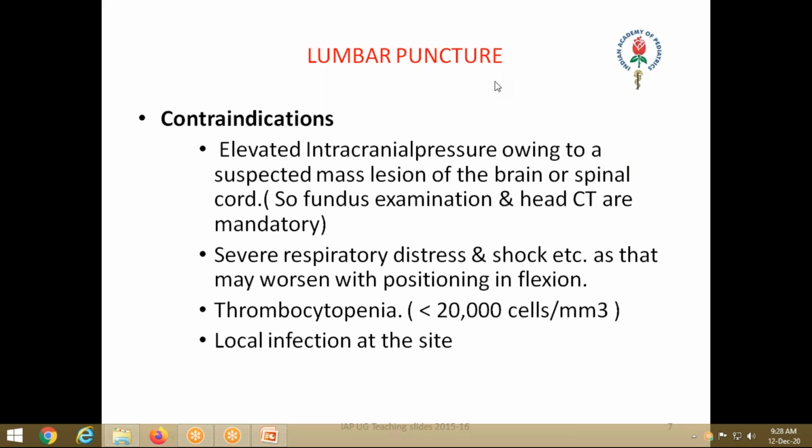And in thrombocytopenia, any platelet count less than 20,000 is an absolute contraindication for LP. If it is 20 to 50,000 and the child is stable, without respiratory distress or shock, you should weigh the benefit-risk ratio. Usually with less than 50,000 we don't perform an LP, less than 20,000 is an absolute contraindication, and 20 to 50,000 is relative. Local infection at the site, you should not do an LP.